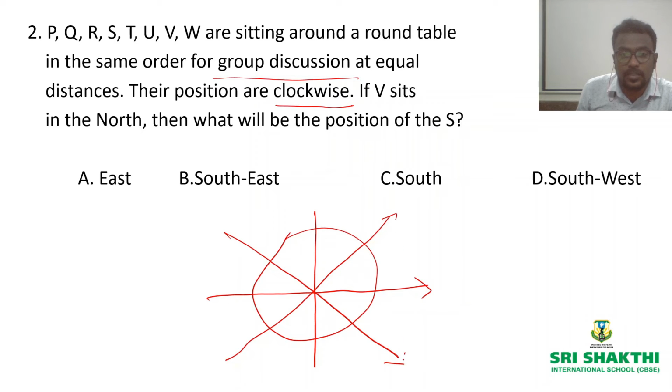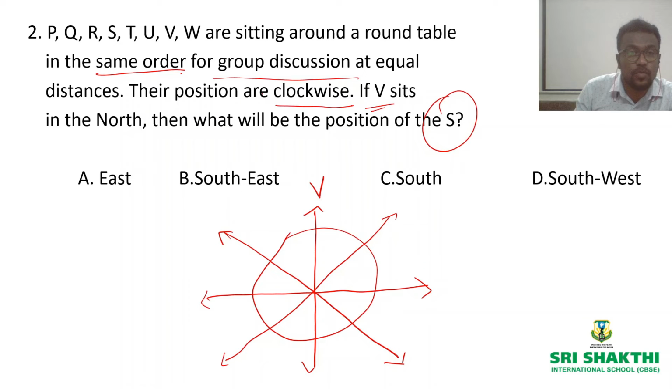So the instruction given over here is, the first instruction is they are sitting in the same order. This should be kept in mind, and V sits in the north. Assume that this is the north direction we are aware of. And if V sits over here, in which position will S be sitting? This is the question. So we all are aware of P, Q, R, S, T, U, V, W.